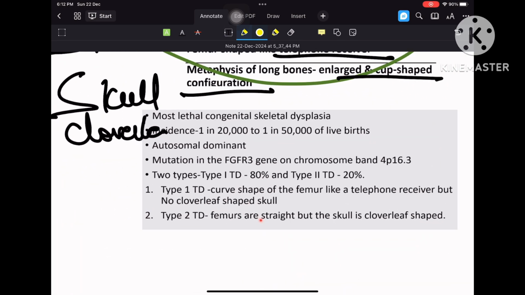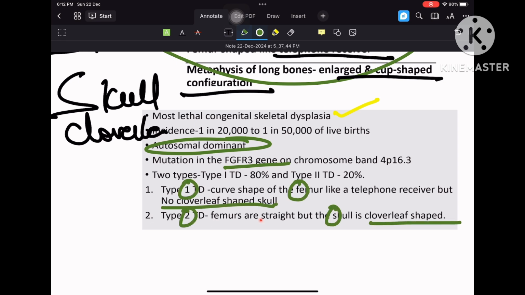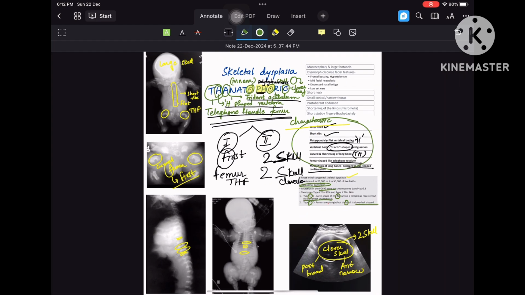Coming to a few important points. It's the most lethal congenital dysplasia, autosomal dominant, FGFR3 gene mutation, type 1 F femur, telephone handle, and type 2 is skull, clover leaf shaped skull. So hope this summarizes thanatophoric dysplasia for you in a nutshell.